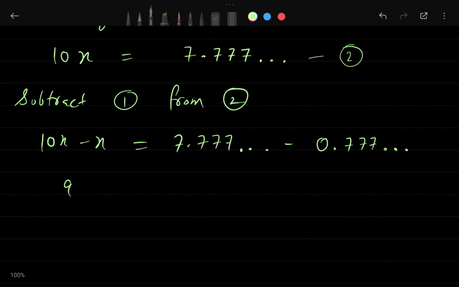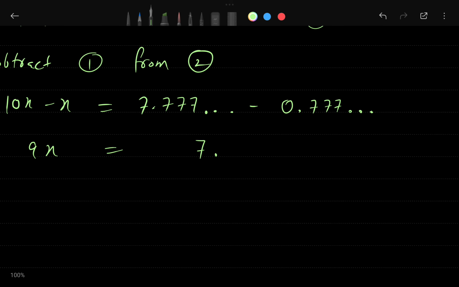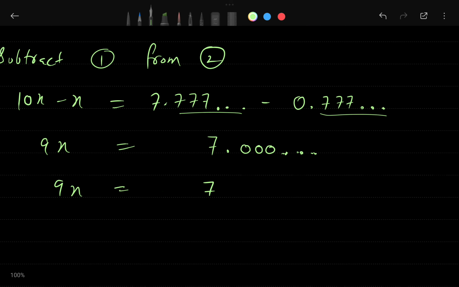So on the left hand side I will have 9x, and on the right hand side I will have what? I will have 7.000 dot dot dot. Okay, because you see that there are infinitely many sevens here as well and here as well, and all those sevens will be subtracted and we will get 0. So we will get infinitely many zeros after the decimal. So we can write it like just 7. So 9x is equal to what?